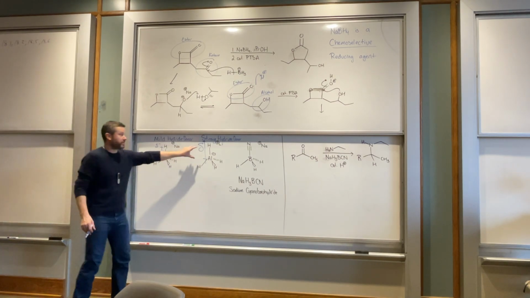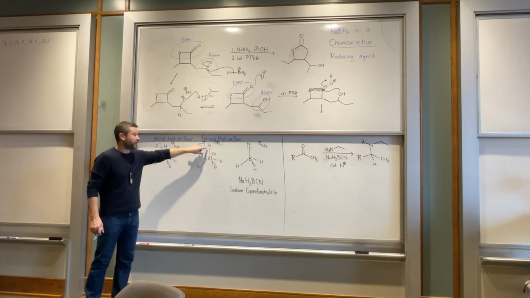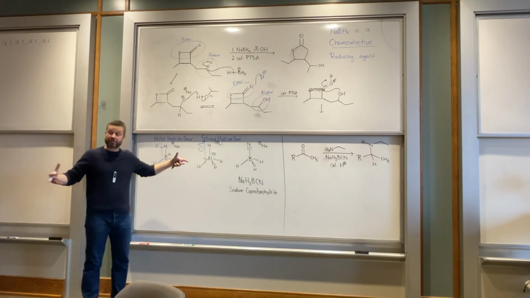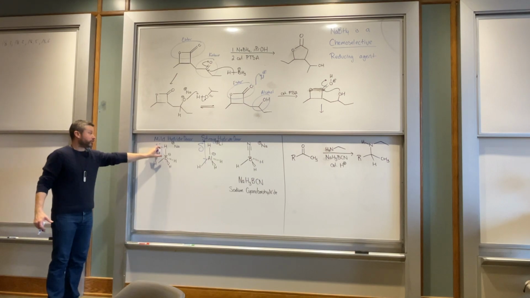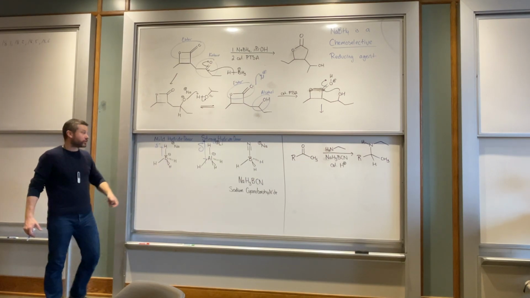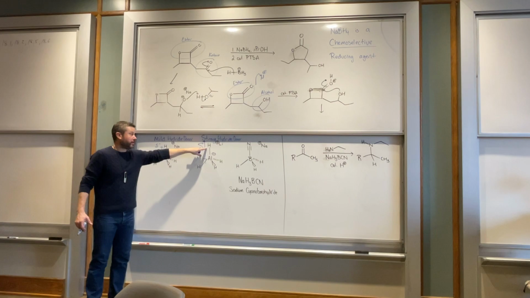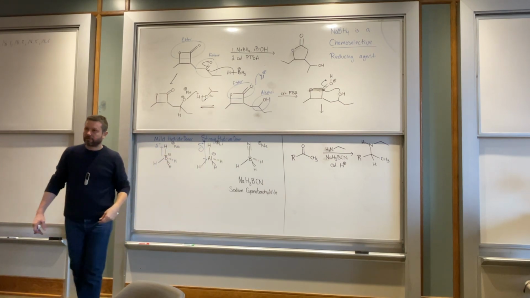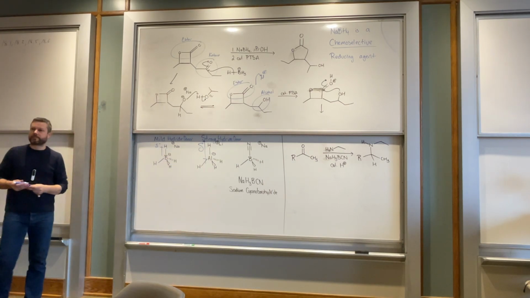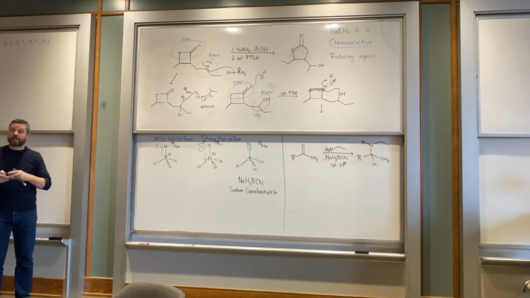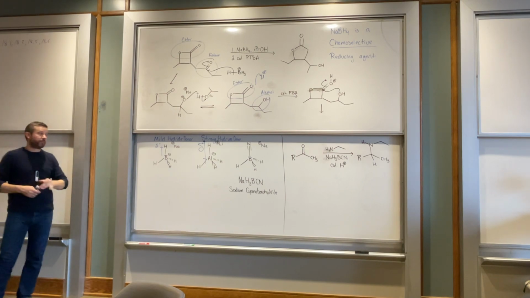And so the electronegativity difference between aluminum and hydride, or hydrogen, is going to be more significant than the difference between boron and hydrogen. So that gives this hydride greater electron density, okay? It makes it more nucleophilic. So that's the difference in reactivity between those two.